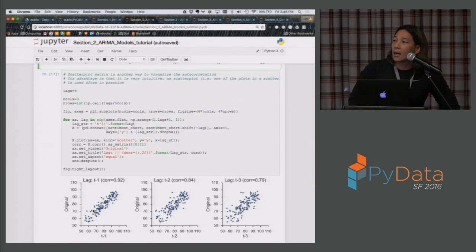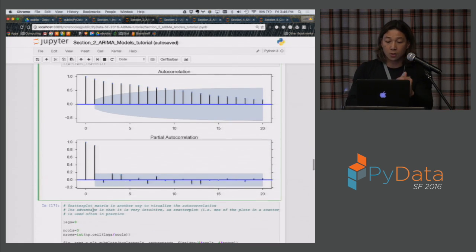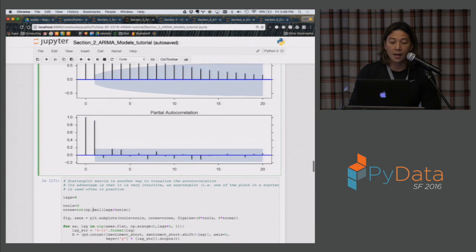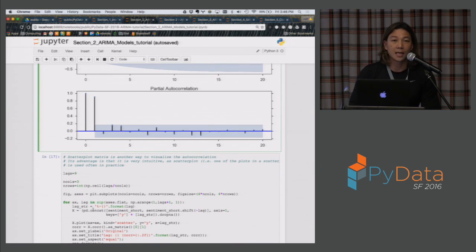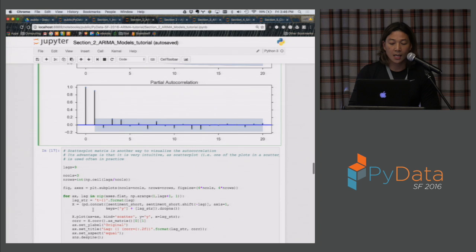Again, these two graphs are the main tools that we will be using to look at the dependency structure of a time series. Now, there is an alternative way to do that. It's more intuitive.